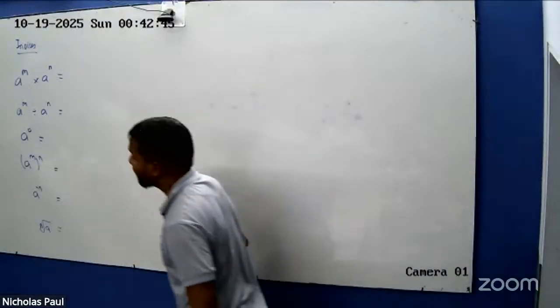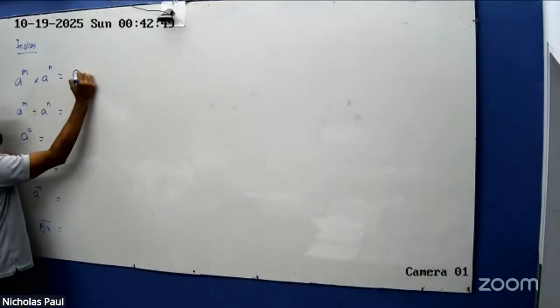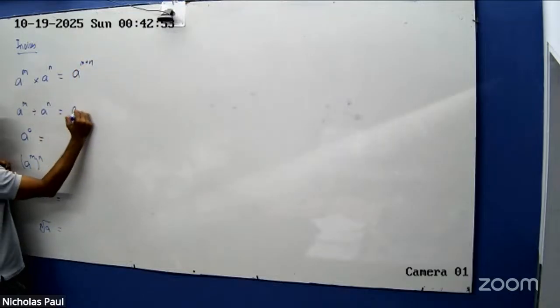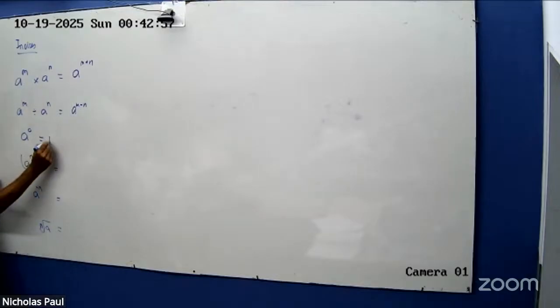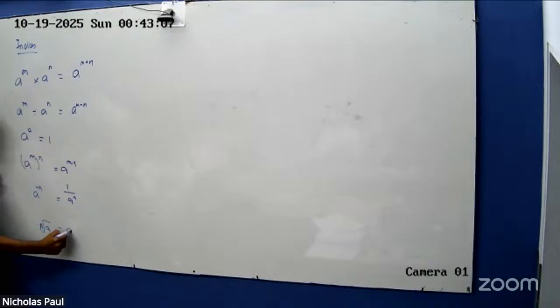Alright, ready? Right. What are we doing here again? What do you do here? Add, right? What do you do here? Minus. What do you do here? And to the power of zero. What about here? How about here? 1 over a to the n. And what about here? 1 on n, right? Right.